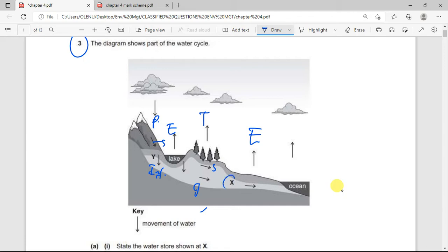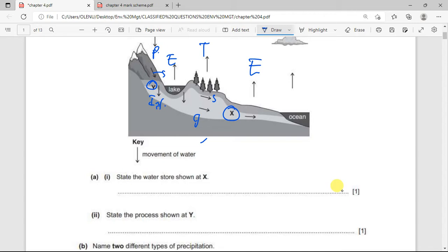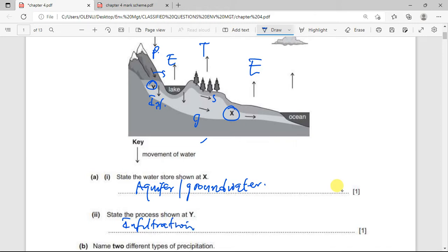Then X here should be the groundwater store or an aquifer. Then Y here should be the infiltration, and this will be still the groundwater flow that will take it back to the ocean. So the first question is state the water store. So X is an aquifer, or if you can't remember that, just remember groundwater. Then Y there is infiltration, the movement of water into the ground.